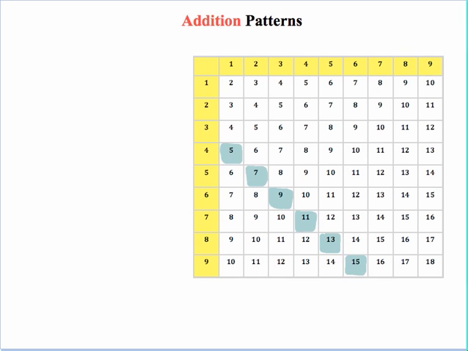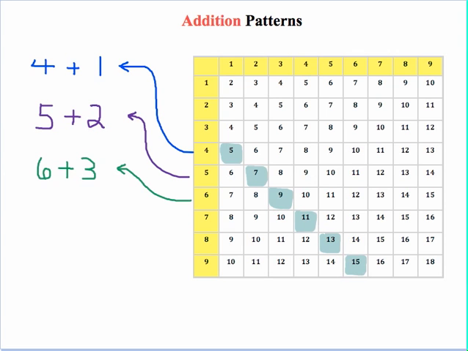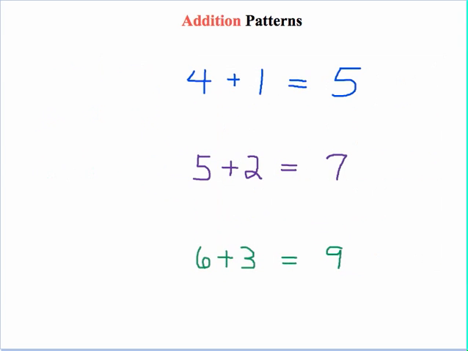Let's look at the other diagonals. The pattern here seems to be that each one down the diagonal is 2 larger than the previous one. So let's see, the 5 comes from 4 plus 1, the 7 comes from 5 plus 2, the 9 comes from 6 plus 3, and so forth. Now let's see what happened here. To get from 4 to 5, we had to add 1. And to go from the 1 to the 2, we had to add 1. Notice that the increase in the sum was 2, which is exactly what we have.